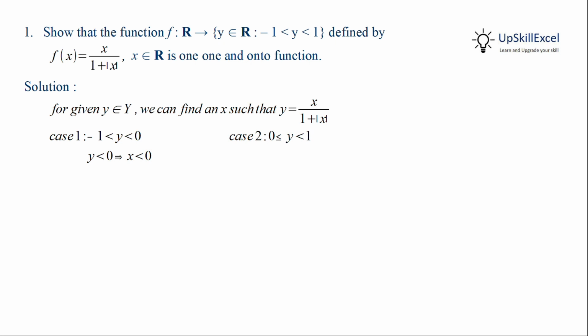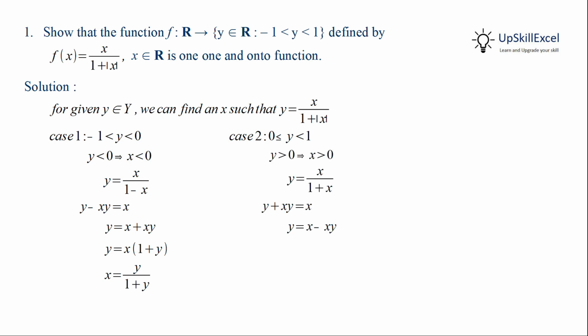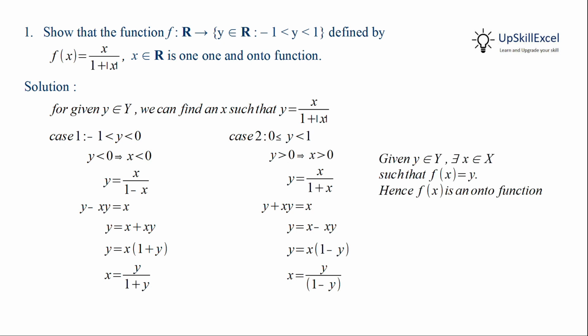So for case 1, when y is less than 0, we can substitute absolute x by minus x and then simplify it to find that x is equal to y upon 1 plus y. For case 2, when y is greater than 0, it implies that x is greater than 0. We can substitute the value and find out that x is equal to y upon 1 minus y. So in both the scenarios, we are able to find an x given any y. Hence this is an onto function.